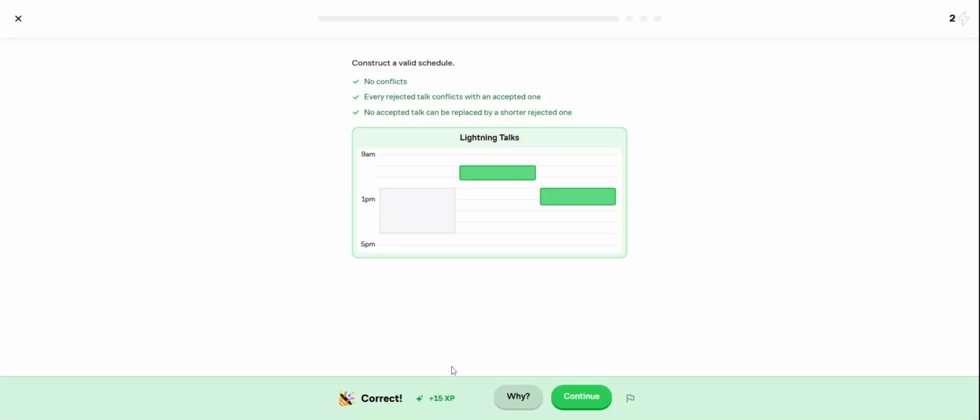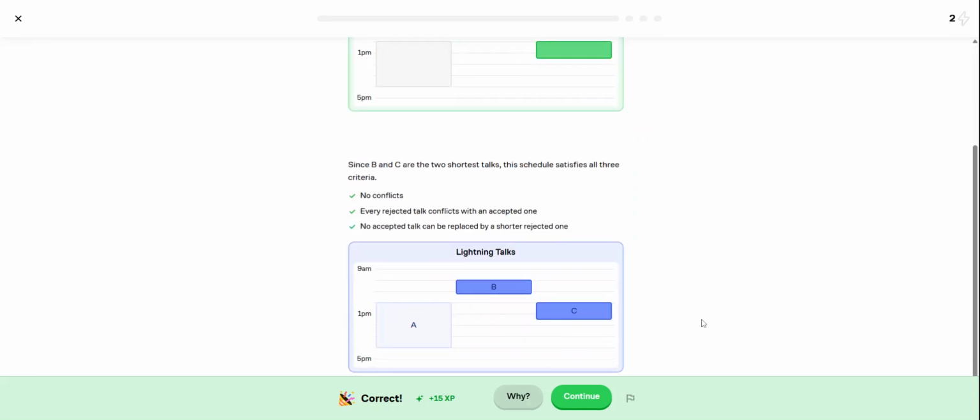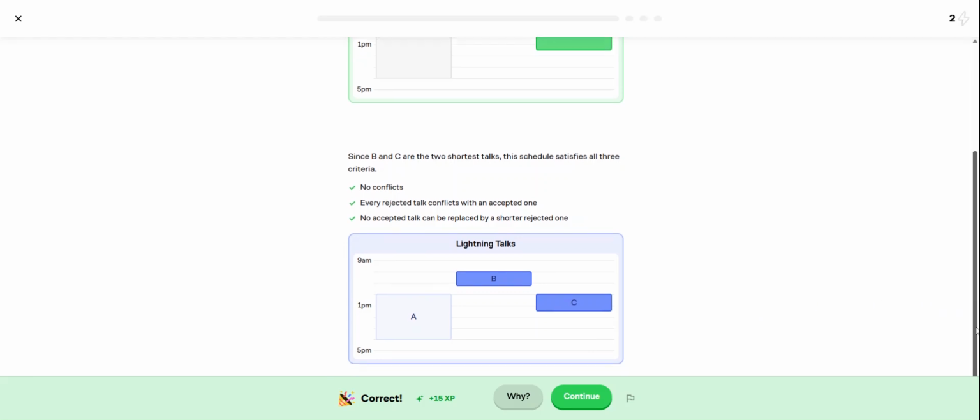That's right. Let's click Why to see the reasoning. Since B and C are the two shortest talks, the schedule satisfies all three criteria. No accepted talk can be replaced by a shorter rejected one, so the two accepted talks must be short, not the longer one A, which contradicts this third description like I just mentioned to you. So only B and C are correct, the ones shaded in blue. Alright, let's click on continue.